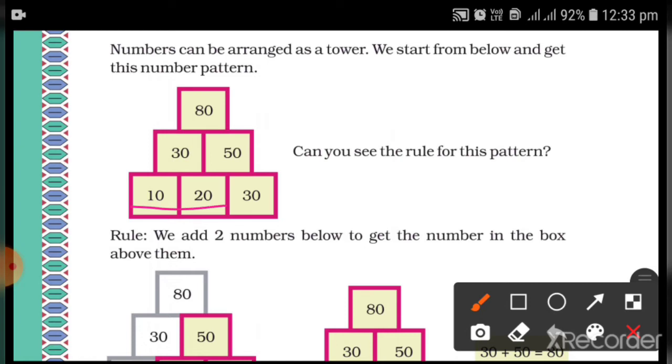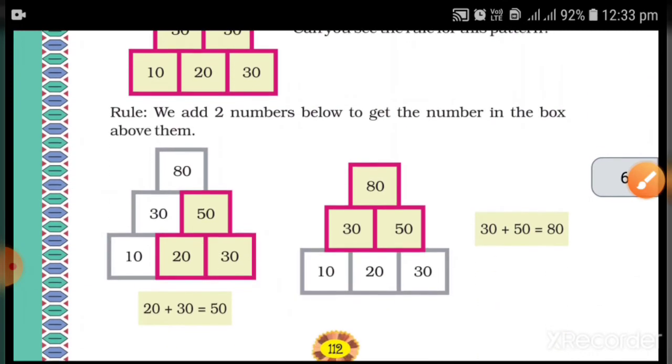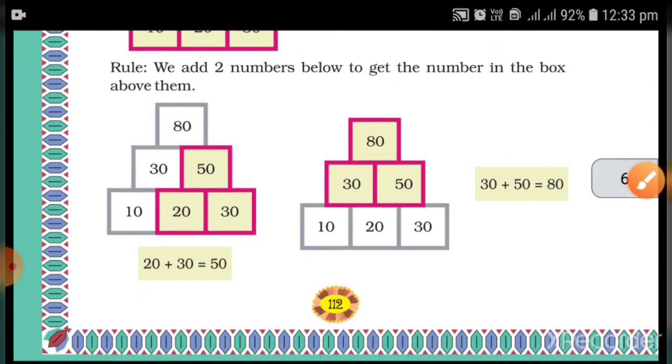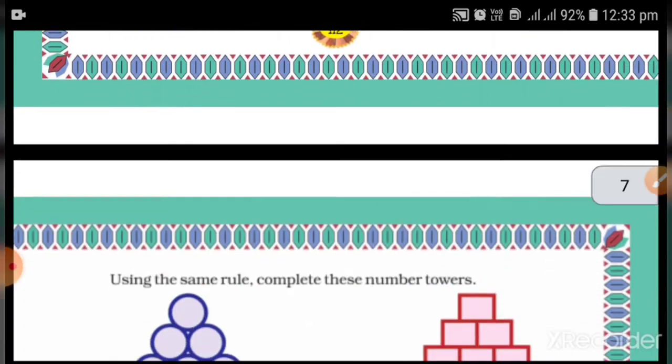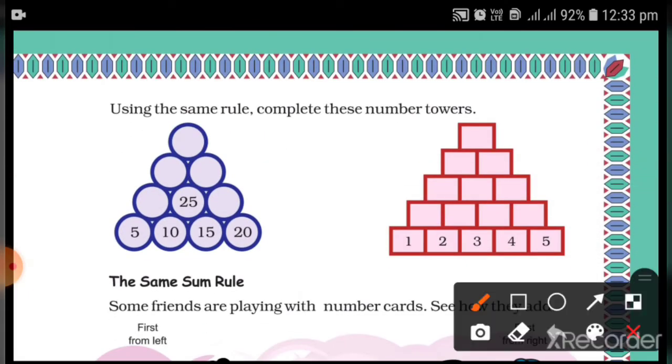Here the pattern is repeated. 10 plus 20, 30. 20 plus 30, 50. 50 plus 30, 80. This pattern you have to follow in the next image. Here you have to complete this circle.